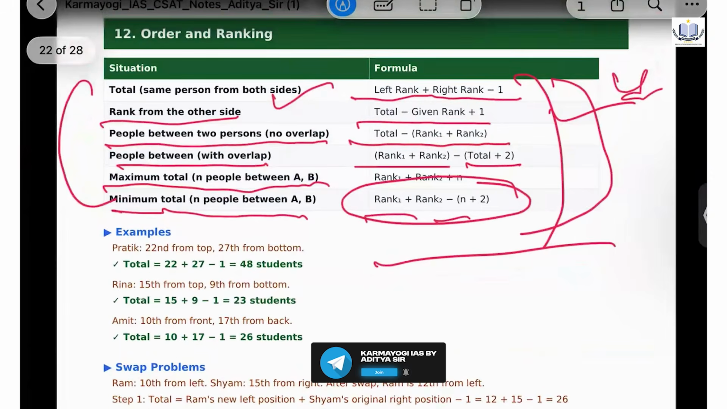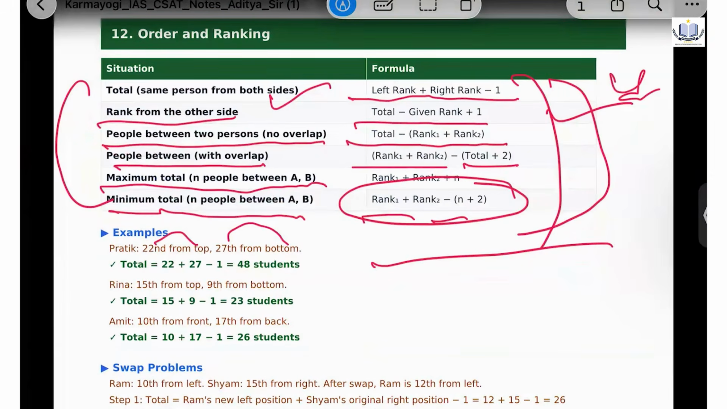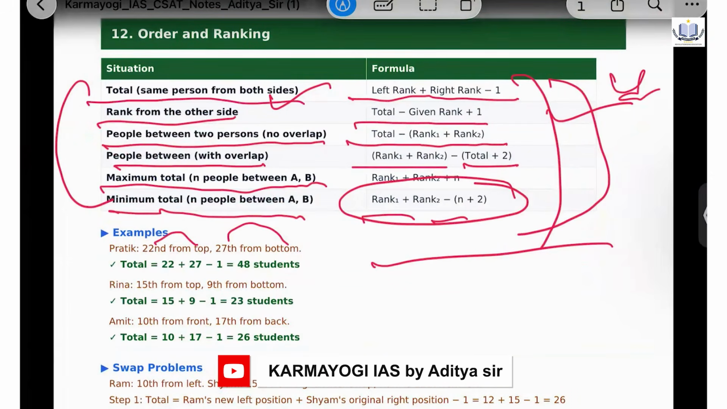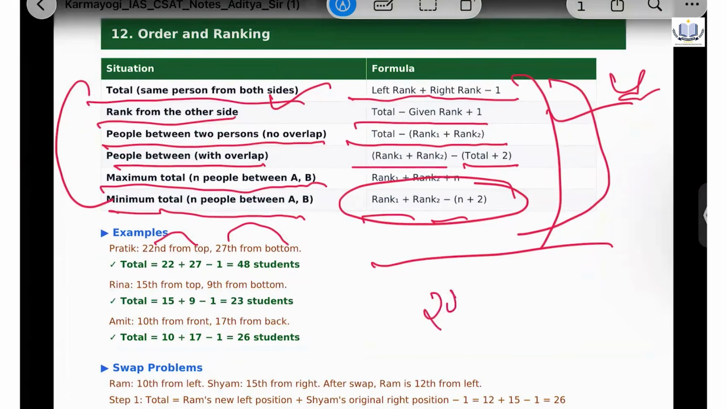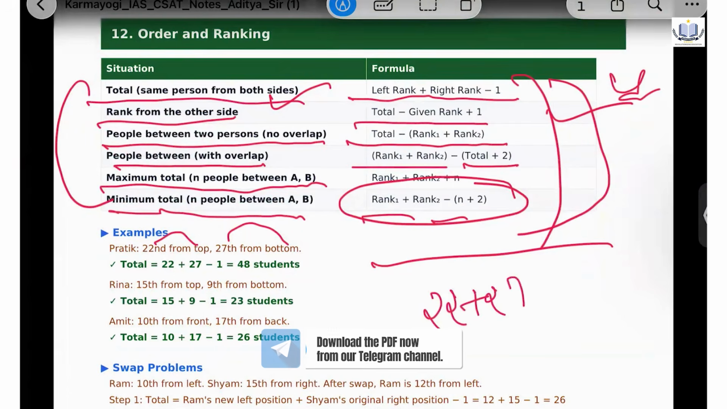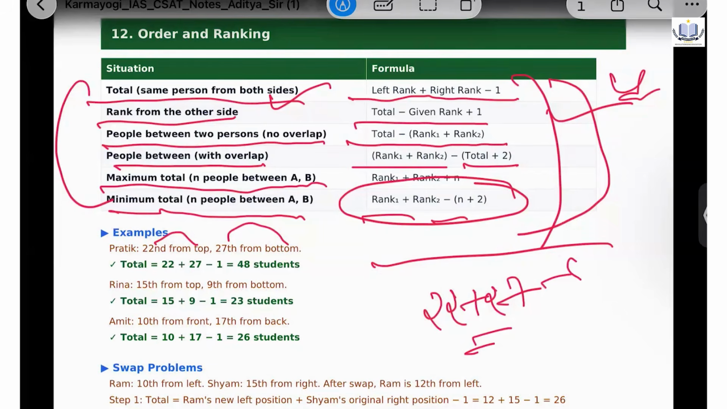प्रतीक is 22nd from top, 27th from the bottom. तो ये तो सिंपल है. Total same person from both the sides. We don't have any kind of difference. So 22 plus 27, left rank plus right rank minus 1. 22 plus 27 minus 1 equal to 48. That will be the answer.